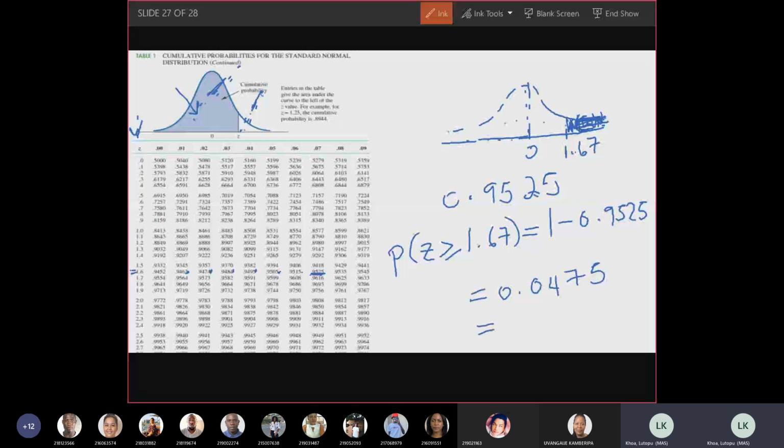So remember, probability is a number between 0 and 1, and you can always write your probability as a percentage. So this is the same as 4.75%. Now, because this was a word problem, your answer should always be a word answer as well.